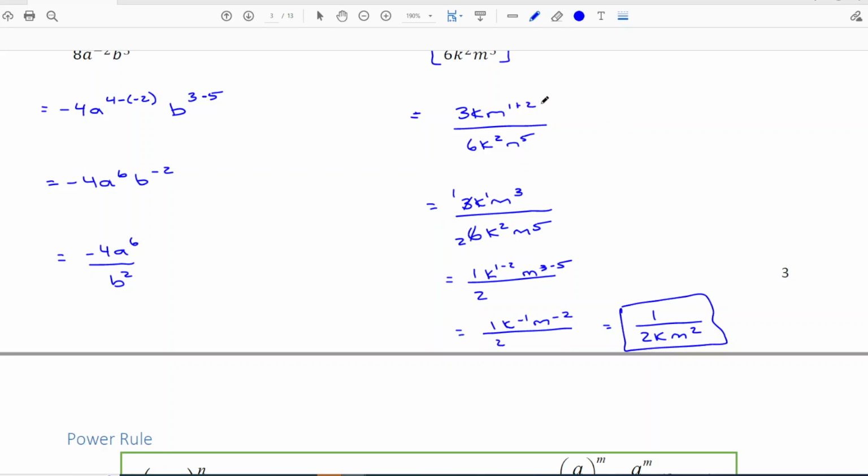So even if you took another path to get there, this is what you should get in the end. Awesome. Go and try those questions that are mixing negative exponents and the product and the quotient rule together.